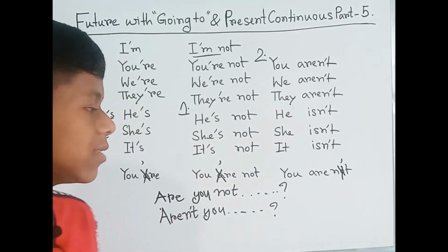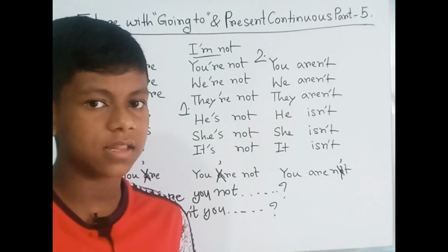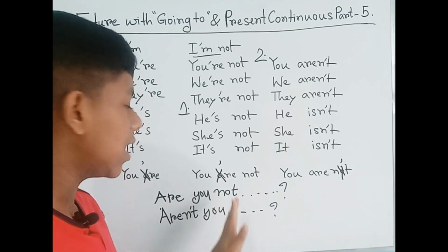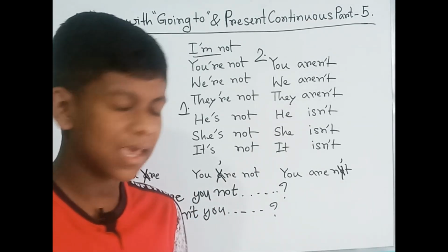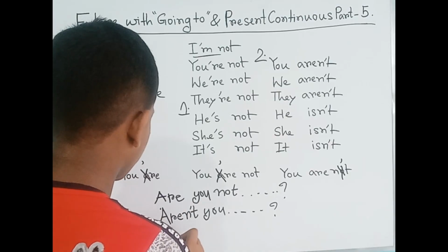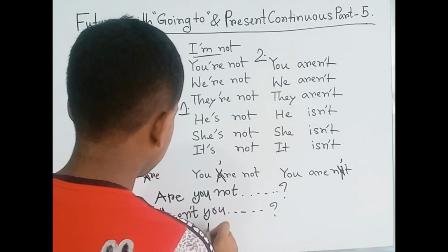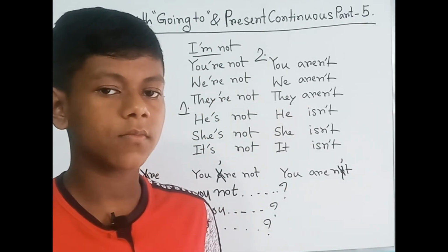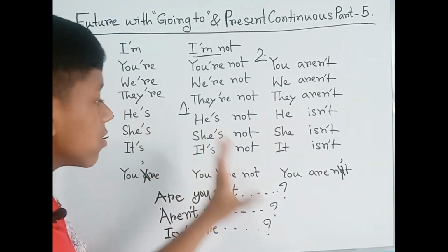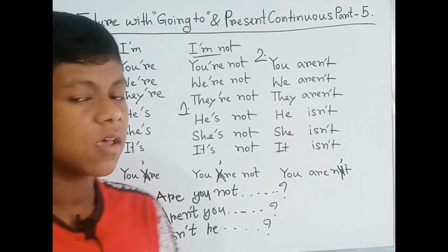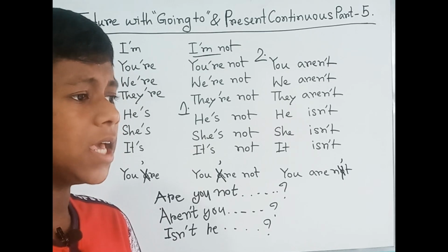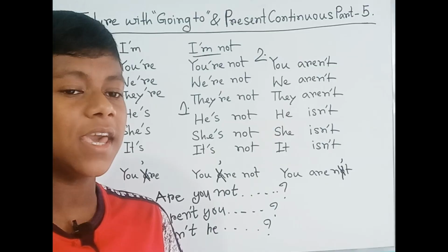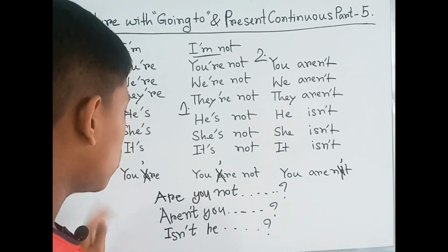Same here about the is. Suppose it is he, and it is not. So how can we do it? Yes, we can say it like this: isn't. Isn't he going to play, or isn't he playing this weekend? So these are the main concepts about the negative form of question. I hope you have understood. These are the major rules of contraction, spelling and pronunciation.